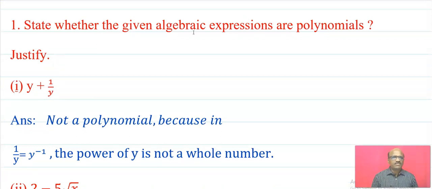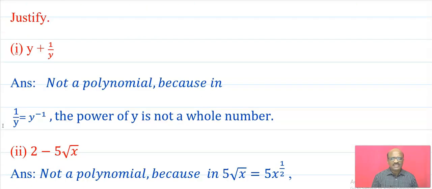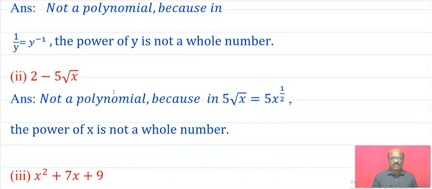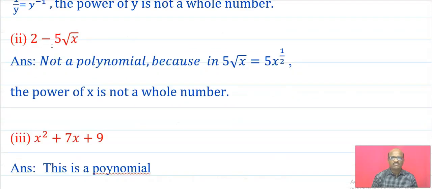State whether the given algebraic expressions are polynomials. Justify. First is y plus 1 upon y. It is not a polynomial because 1 upon y is equal to y raised to minus 1. The power of y is not a whole number, minus 1 is not a whole number, and therefore y plus 1 upon y is not a polynomial. What about the next? 2 minus 5 root x. Again, it is not a polynomial. That is 5 root x, that is 5 into x raised to 1 upon 2. The power of x is not a whole number.